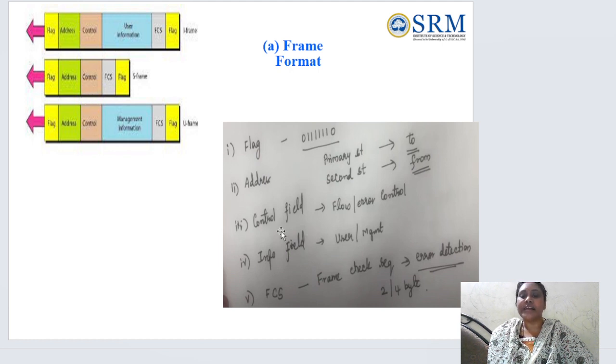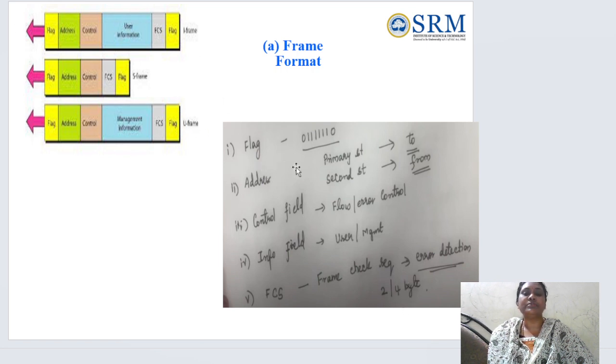The next one is the control field. The control field is going to control the flow and error control. The information field is going to take the user information and management information, like the I frame and the U frame. The next one is the FCS, the frame check sequence. It controls the error detection part, and it will take 2 or 4 bytes of information.